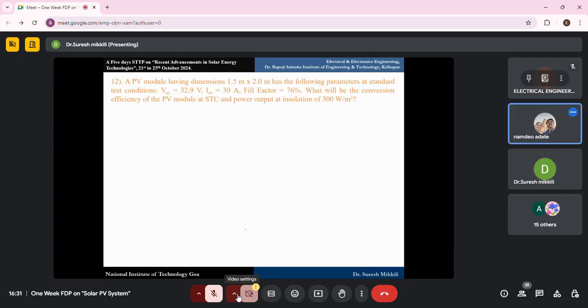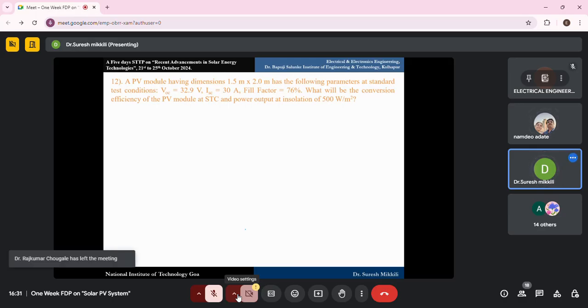This one, can you see? A PV module has the same dimensions, 1.5 meter by 2 meters. Sir, here try to understand, the following parameters are at standard test condition. VOC is 32.9, ISC is 30 amperes, fill factor is 76%, at 1000 watt per meter square and 25 degrees centigrade. What will be the conversion efficiency of the PV module at standard test condition, and the power output at insolation of 500 watt per meter square?